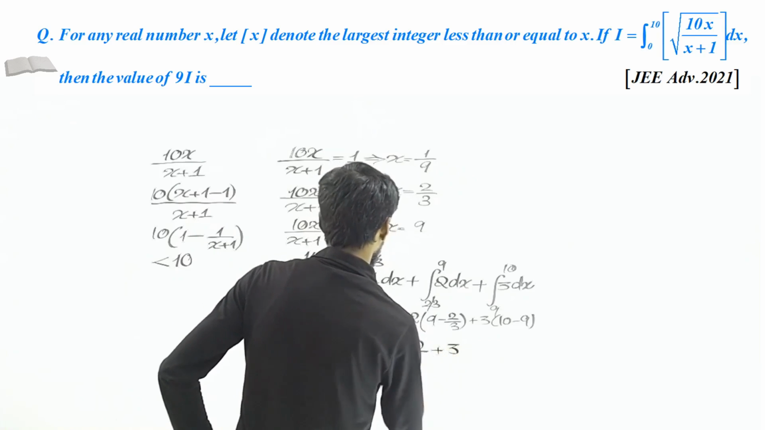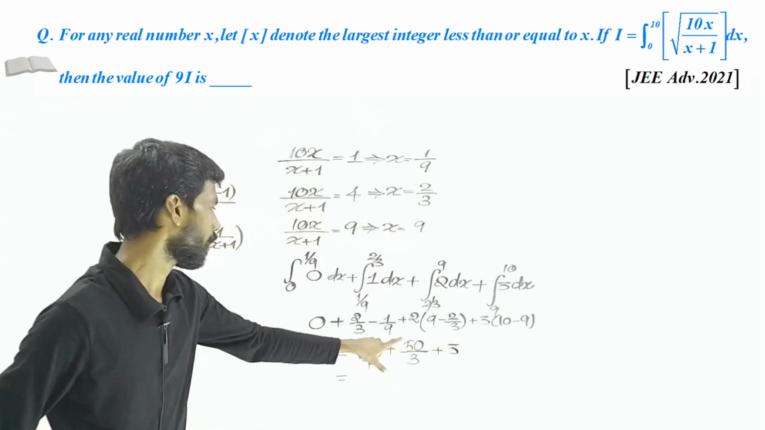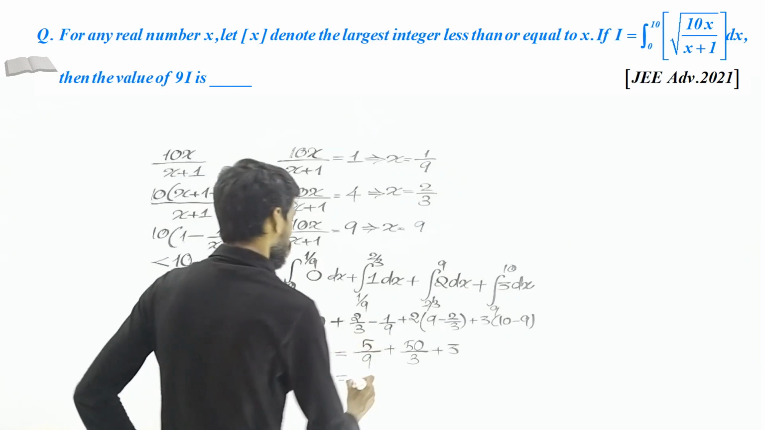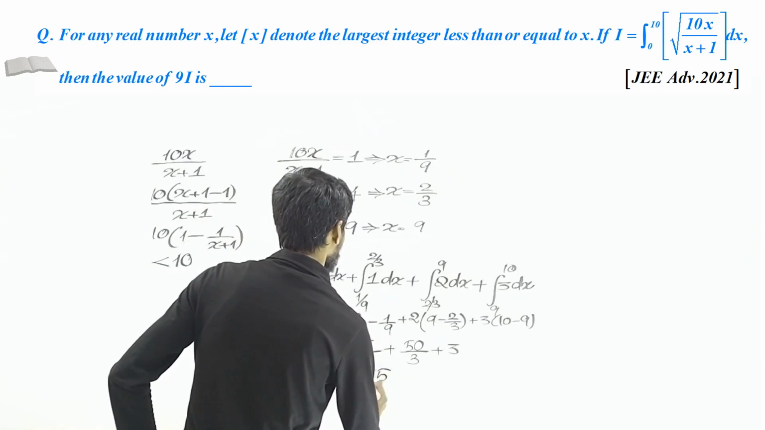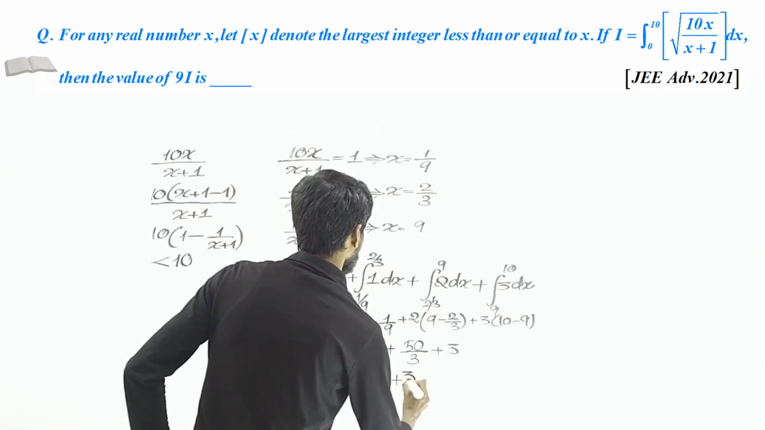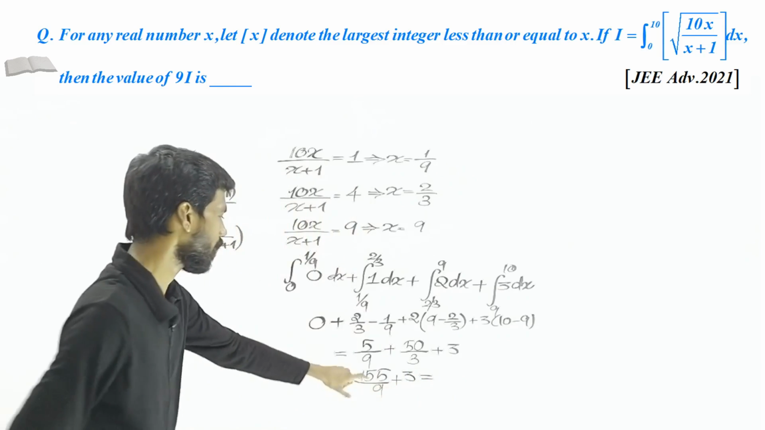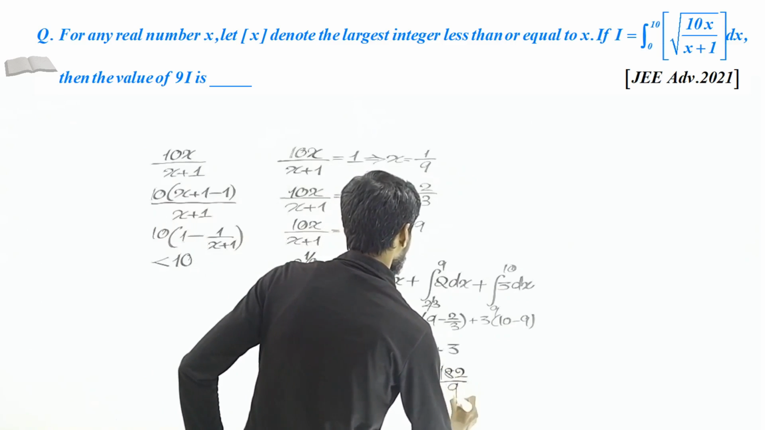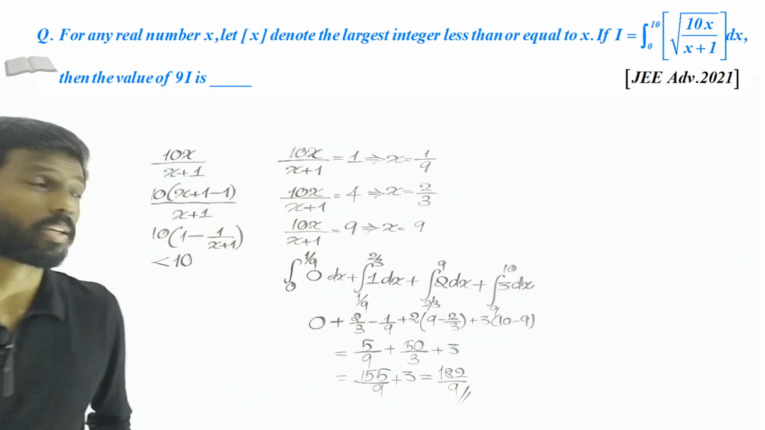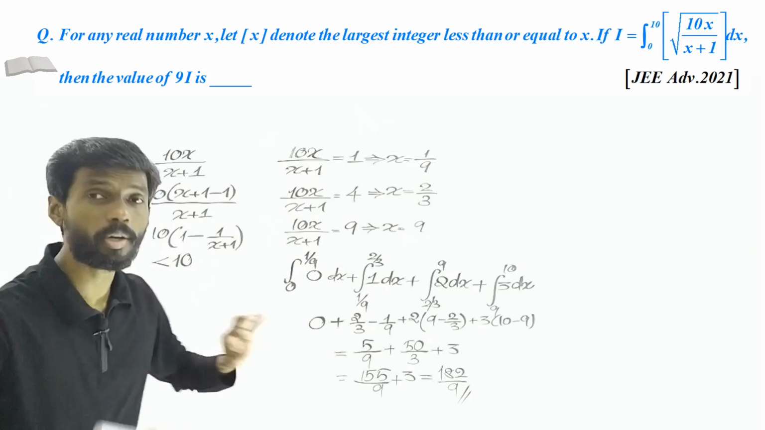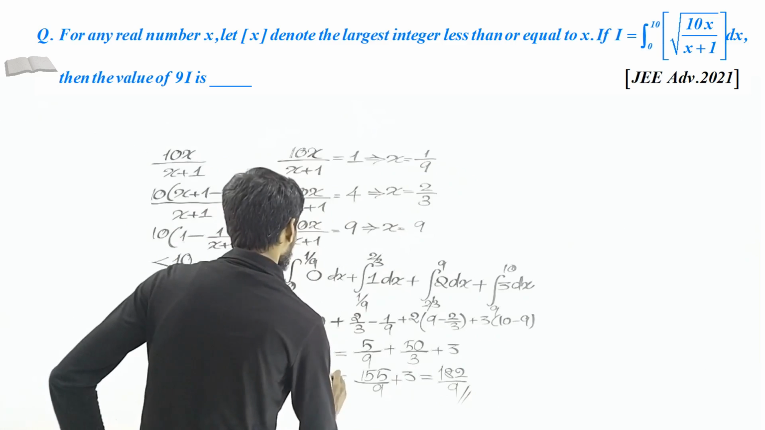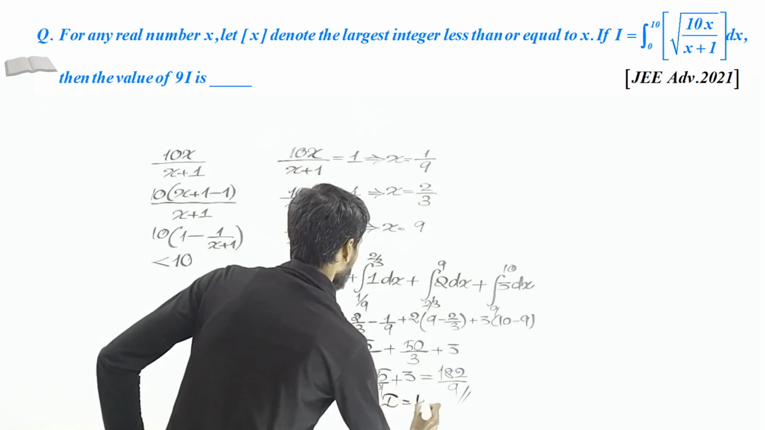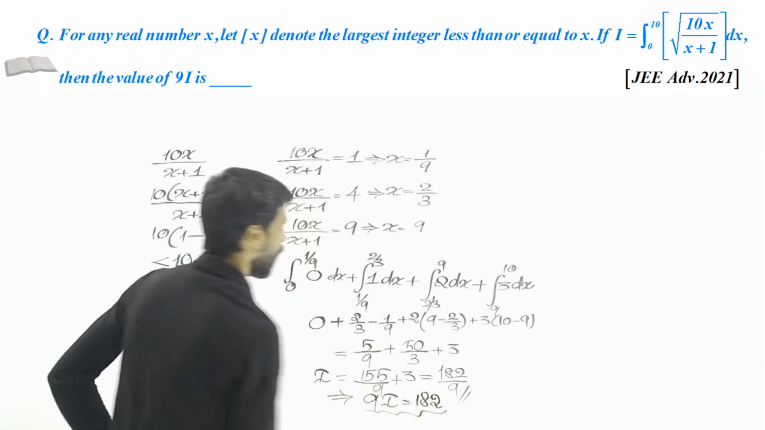plus 3. So this is 150 plus 5, so that is 155 divided by 9, plus 3. If you simplify this further, that is 27 plus 155, so 182 divided by 9. That is our required value of the integral, the value of I. But what we want is 9I, so the value of 9I equals 182. That is the required answer.